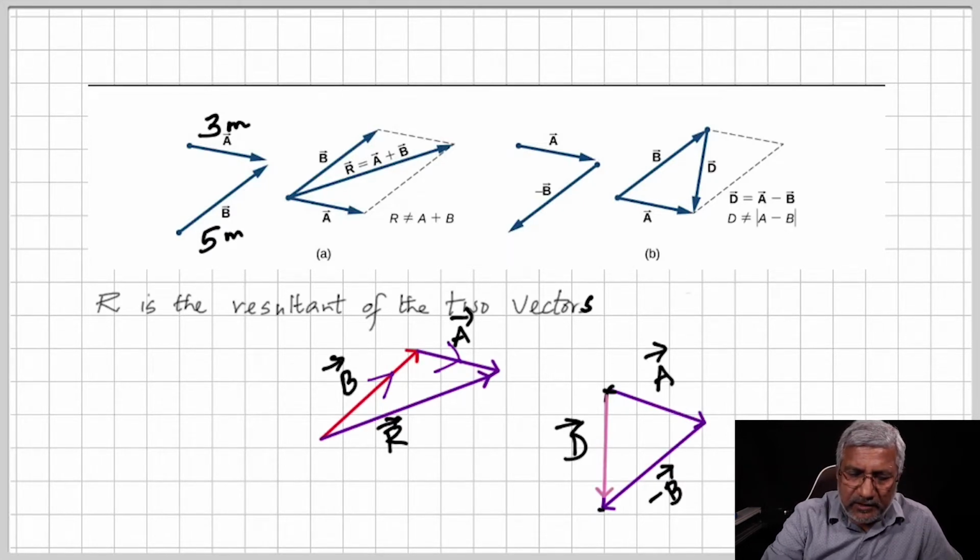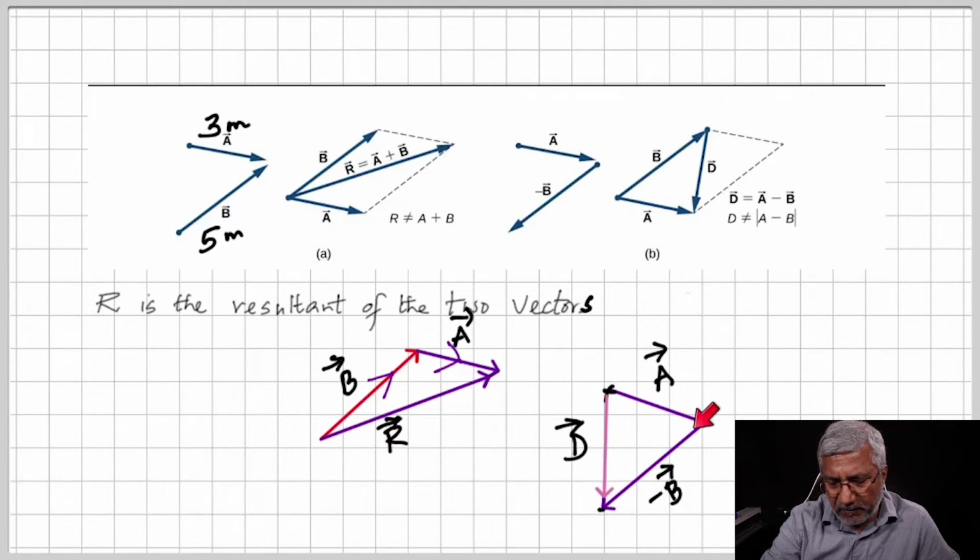In the first diagram, you see that B and A are drawn exactly like they are. So B and A, and if you join their ends, you will get the resultant. So that's how you find the sum. But look at this diagram. A is drawn just like it is.